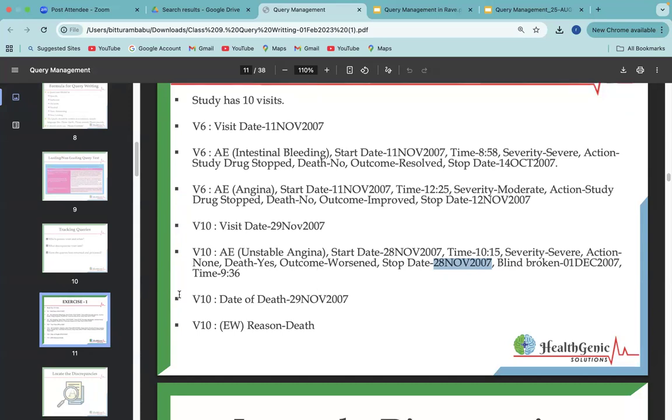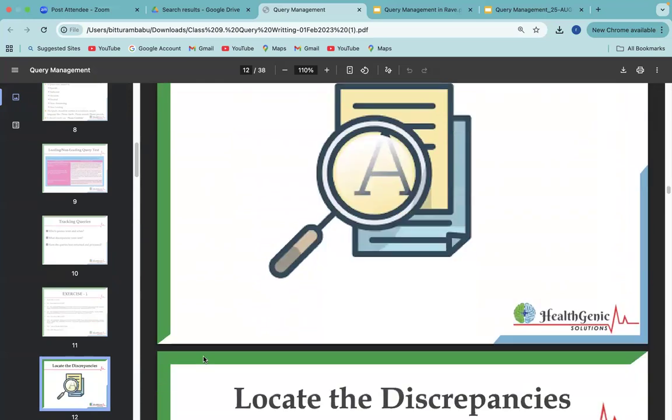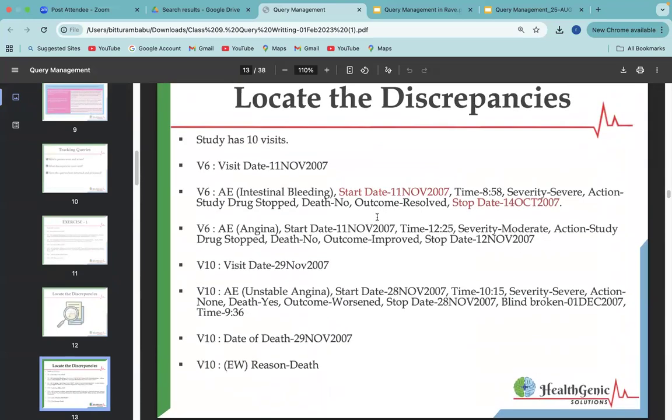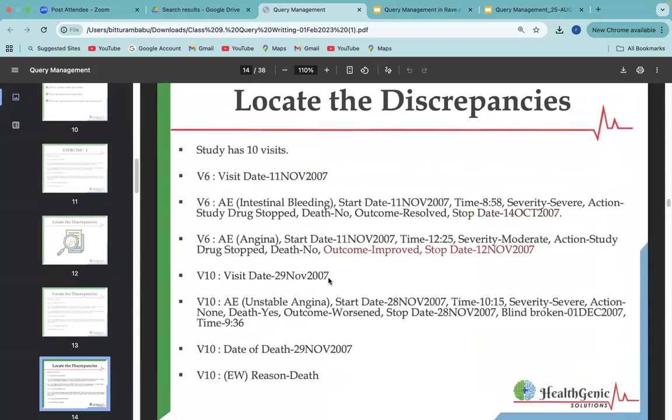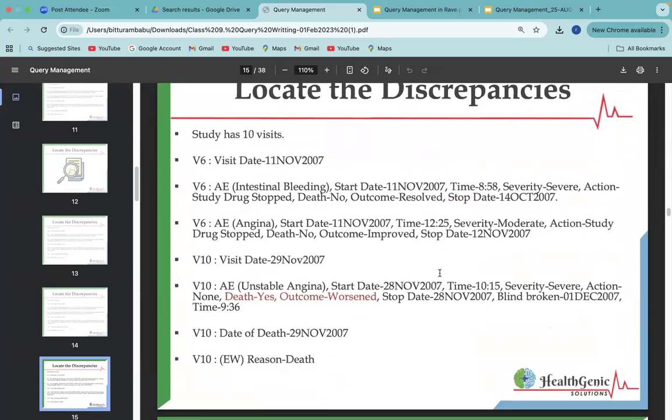I'll tell you why we are talking about this. Okay. So one is the start date and stop date, as someone rightly mentioned. The other one is the outcome and stop date. Third one is the death and the outcome worsened. So when the outcome itself is death, it's not worsened. It became worse, that's the reason the patient died.